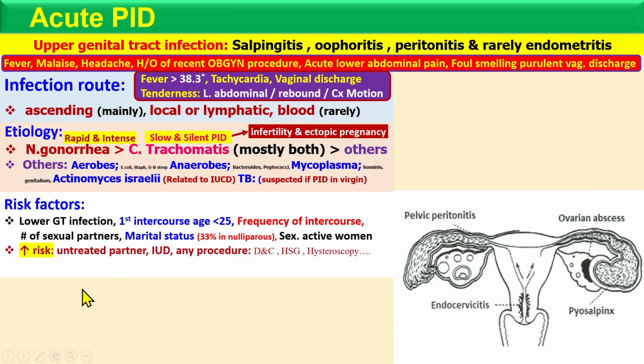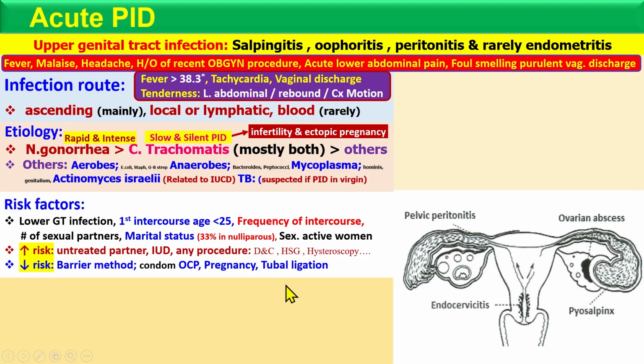So these are all risk factors for acute PID. There are some factors which increase this risk, for example, if the partner is untreated, if she is using intrauterine devices, or any procedure, for example D and C or hysteroscopy, which breaks this barrier. That's why this increases the risk for acute PID. Some factors decrease this risk, for example barrier methods such as condoms, oral contraceptives, or pregnancy, because of the mucus plug which prevents ascending infection, and tubal ligation. If the tube is ligated, this decreases the ascending of the infection.